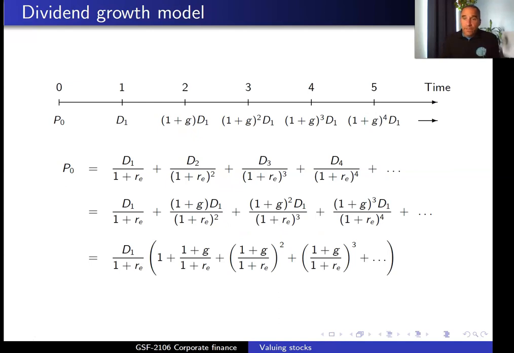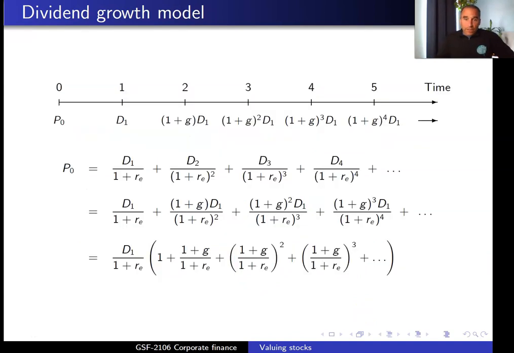So the price of a stock with a dividend that grows at a constant rate g is equal to this equation here. So P is the present value of all future dividends. If we replace D2 by 1 plus g D1, D3 by 1 plus g squared D1, and so on, we obtain the price for the stock is D1 over 1 plus RE times 1 plus g over 1 plus RE plus 1 plus g over 1 plus RE squared, and so on.